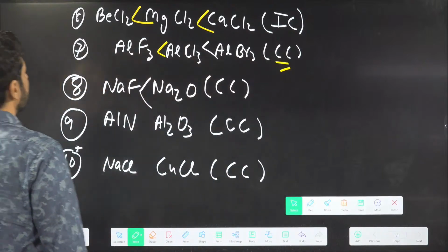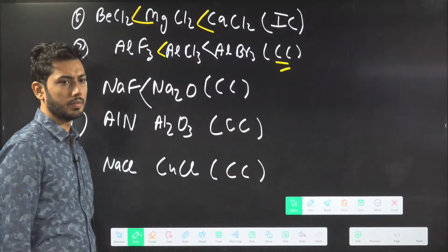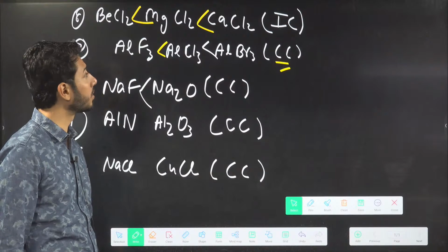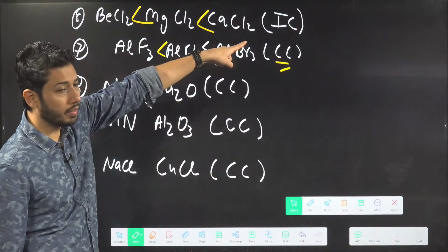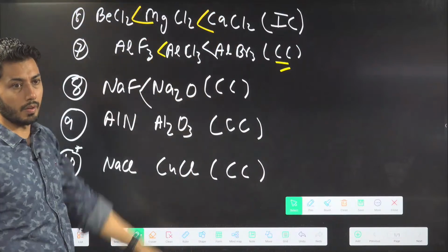Yes. Covalent character will be opposite. Sadiq, yes. Ionic character is inversely proportional in 6th case. Ionic character already given. CaCl2 most ionic, covalent character will be reversed.